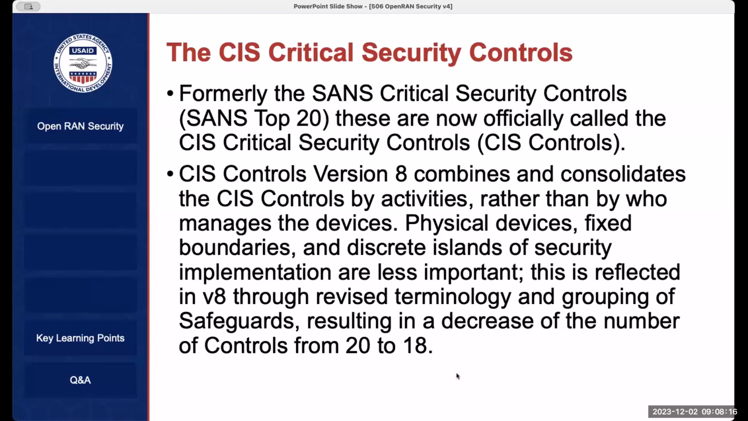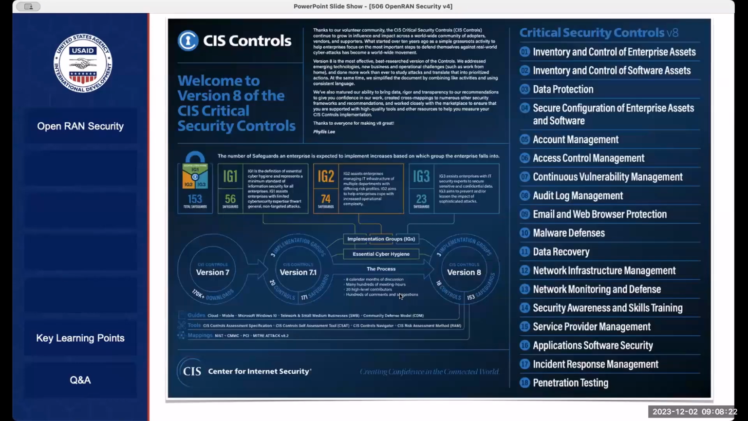But now they were able to collapse some of it, and on the latest version 8, which was released I think this year, they were able to consolidate it to 18. So we have here 18 critical security controls. I have a reading requirement on this. But in the basic sense, even number 1 and number 2, if you could see, inventory control of enterprise assets and inventory control of software assets.